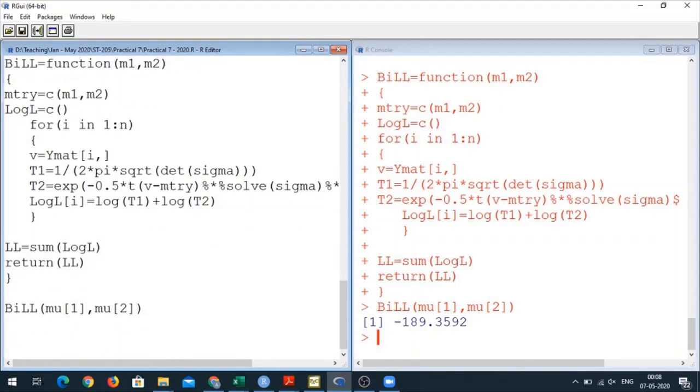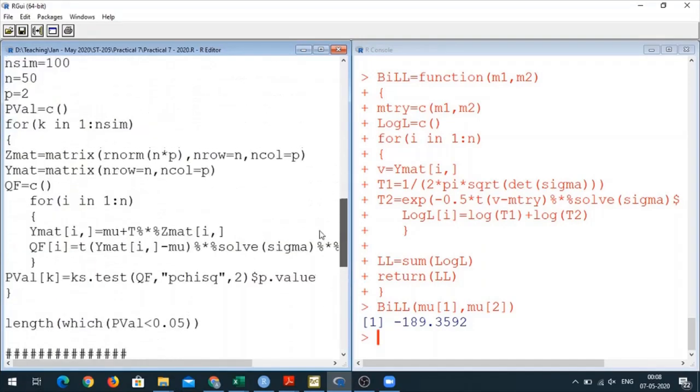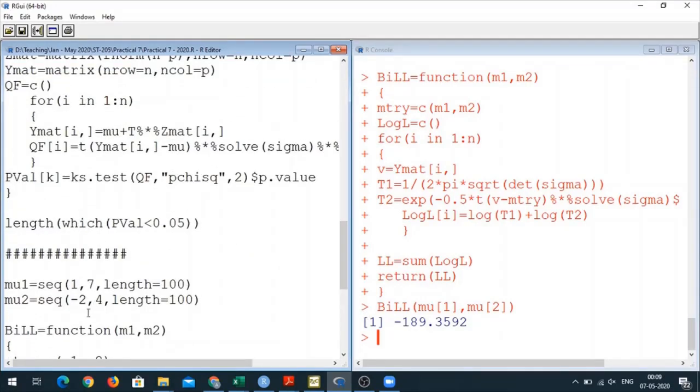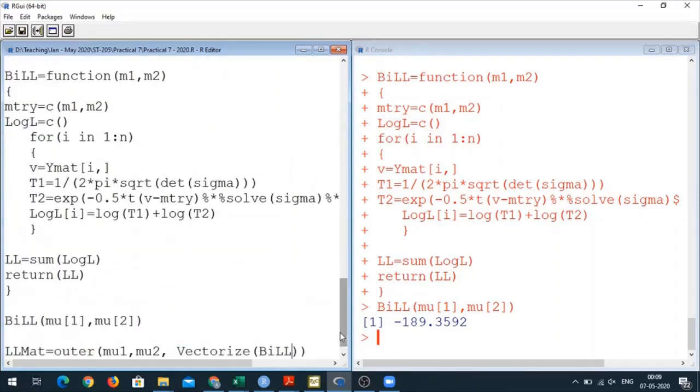Let me call it LLMat. So outer, what did we name them? I think mu1, mu2. Yeah, mu1, mu2. So outer mu1, mu2 and Vectorize of log likelihood. Do you remember why we want to vectorize? We want to vectorize because we are passing mu1 and mu2 as vectors, but we want to tell the likelihood function to extract single elements from them.